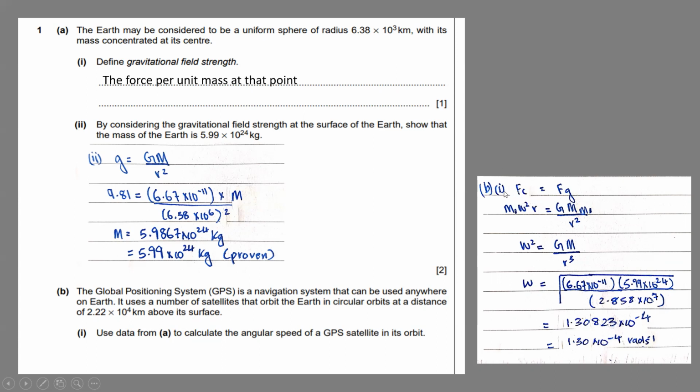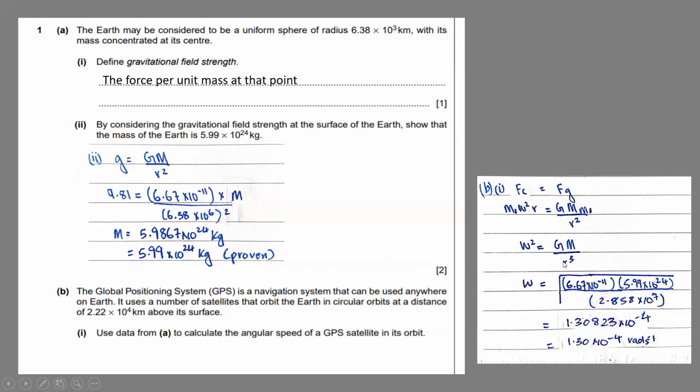So what this denotes is that centripetal force is equal to the force of attraction due to gravity, and then using the formulas, we simplify it to angular speed squared equals GM over r cubed. And then using the information that we have from the question and the gravitational constant, and from part 2, we can substitute the mass in.